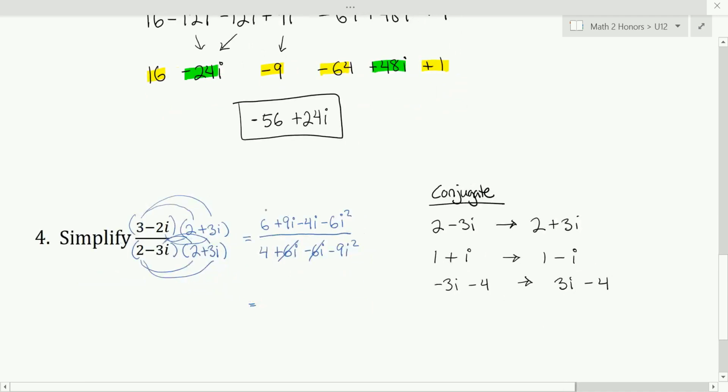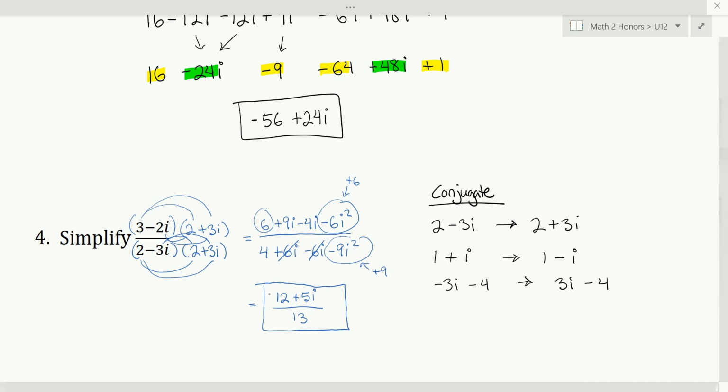So in my numerator, I have a 6 plus another 6. This is positive 6 here, right? And that gives me 12. And then 9i minus 4i gives me positive 5i. That's in the numerator. In the denominator, I have 4, and then we said that this right here is a plus 9. And 4 plus 9 is 13. And now we've gotten rid of the imaginary part in the denominator and have a simplified expression.